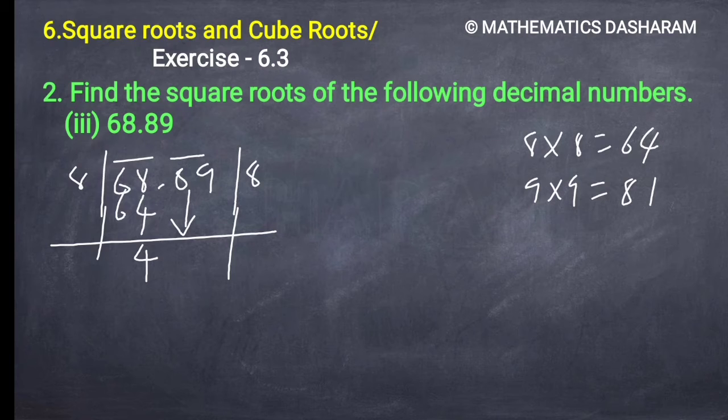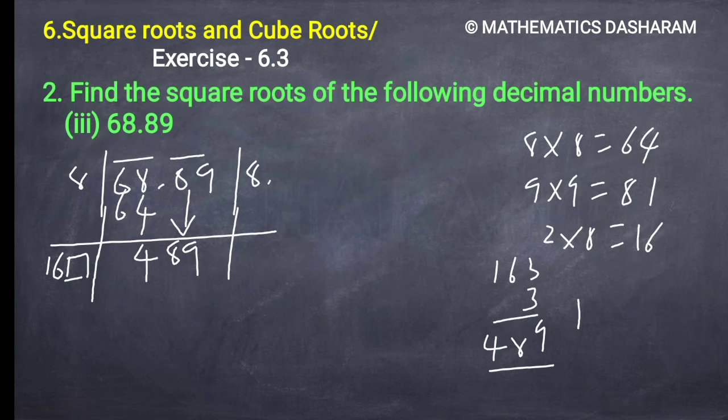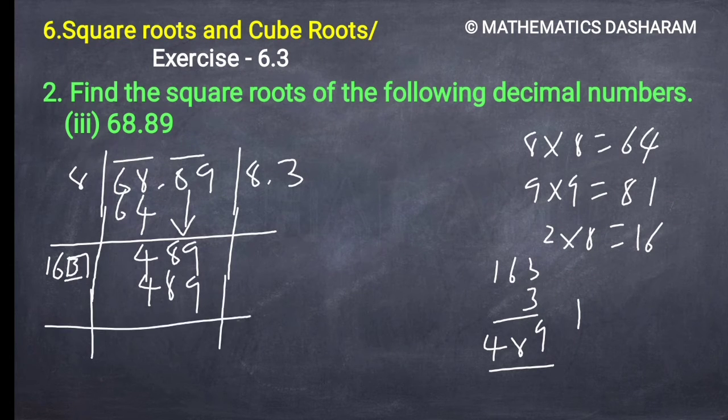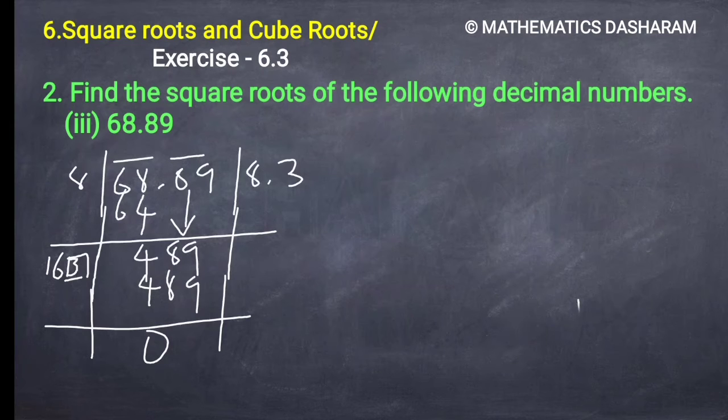Next bring down the next pair, 89, and do twice the quotient. 2 into 8 is 16, so beside 16 we need to select one digit, and we have already entered the decimal, so 8 point. The suitable digit is 3. 163 into 3 is 489, so the remainder is 0.